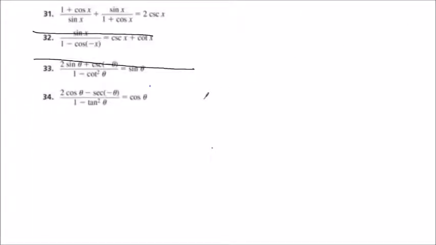So we have to now verify that these are true. We're just going to use our algebra skills to verify them. Let's do it. We're only allowed to modify one side of the equation. So if you want to modify this side, you have to modify this side only. So we have 1 plus cos x over sine x plus sine x over 1 plus cos x.